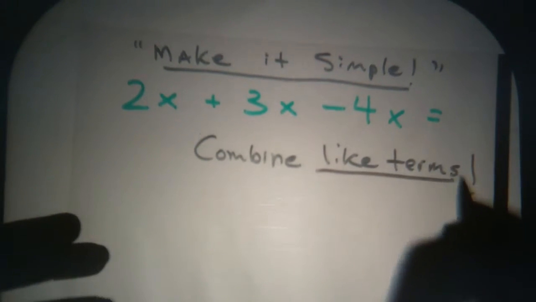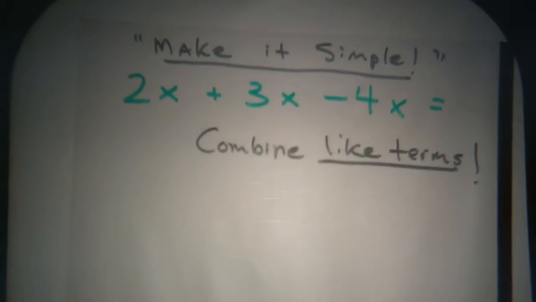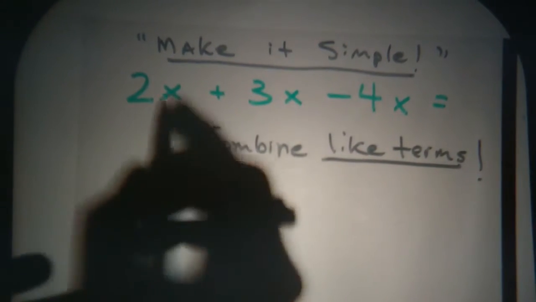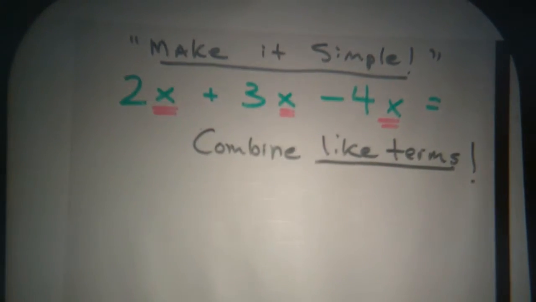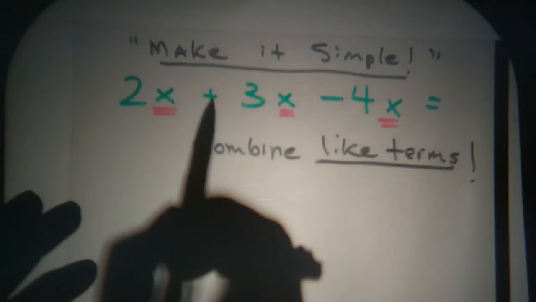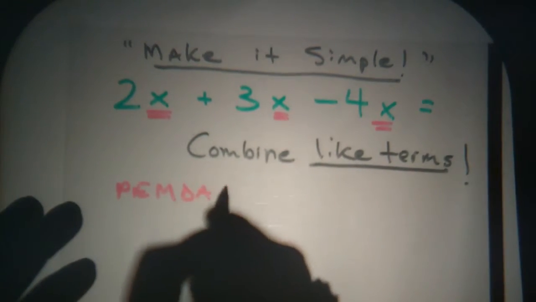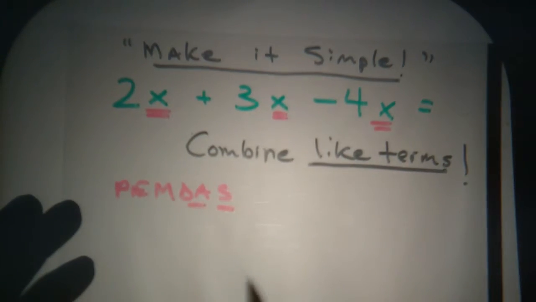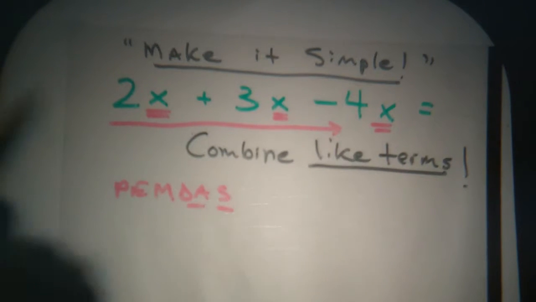There we go. So let's look at this. What can we combine? What's alike in this problem? They all have an x. So that means all 3 of them are going to be combined. Looking at PEMDAS, I see that I have addition and subtraction. So I'm going to just move left to right with my problem, like this.